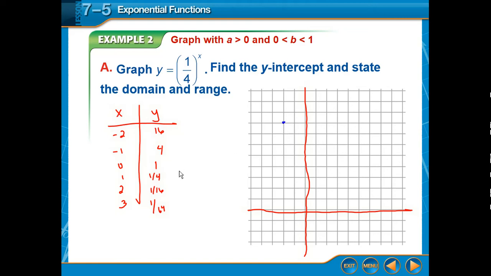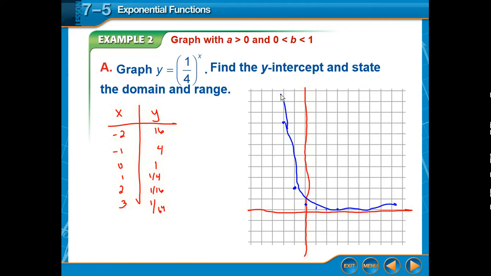Okay, and then -1, 4. So going by 2s, that would be there. 0, 1 would be here. 1, 1/4 would be pretty low. And then it gets even lower and lower as you go. And then you want to just draw a smooth curve that goes through that. Hopefully your smooth curves can be so much nicer than mine. Well, you kind of get the idea.